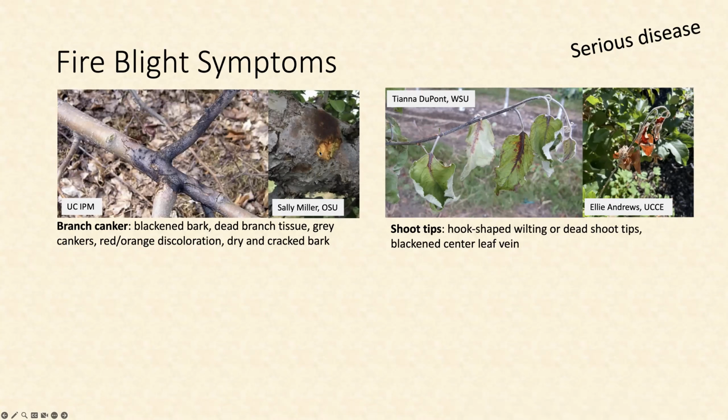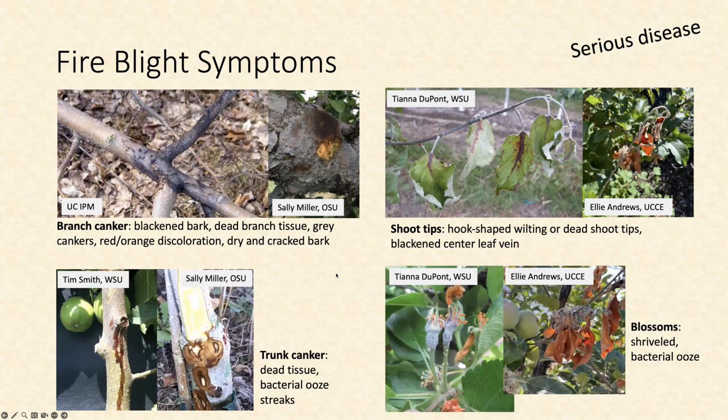You might see cankers and some dying branch tissue, but you're also going to see this characteristic hook-shaped wilting or dead shoot tips. If you see this sort of hook shape at the ends of shoots, this is much more characteristic of fire blight. You also see this blackened center leaf vein a lot of the time. If you see this as well, this is a very good hint that it might be fire blight. Of course, you can also have multiple pathogens on the same tree, but this gives you a nice clue.